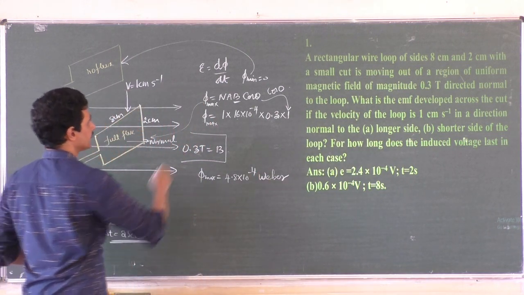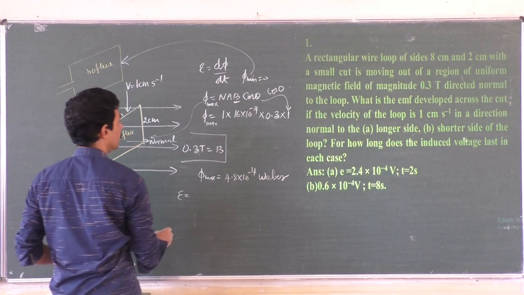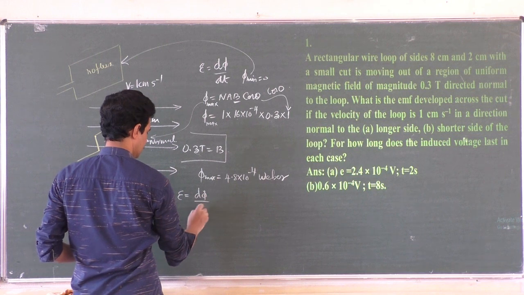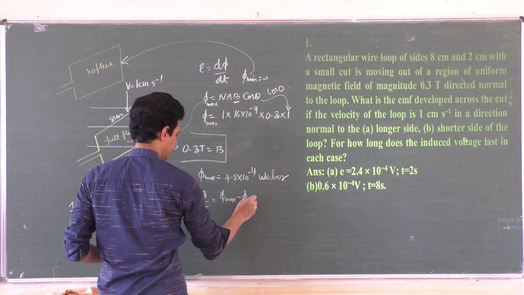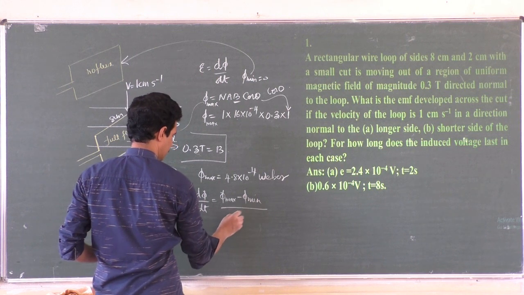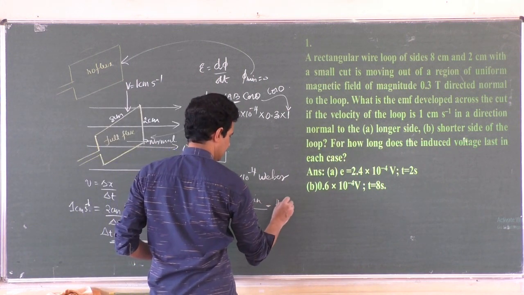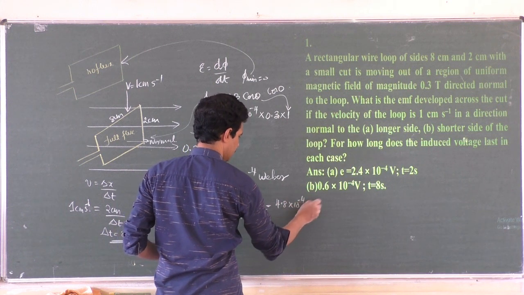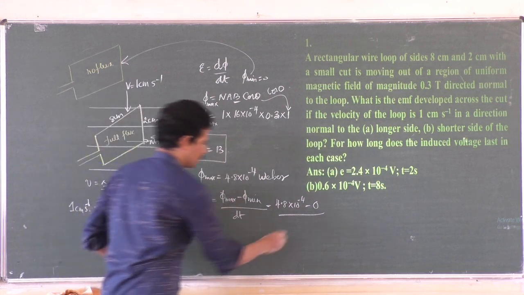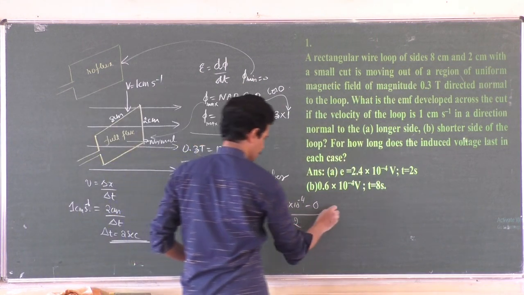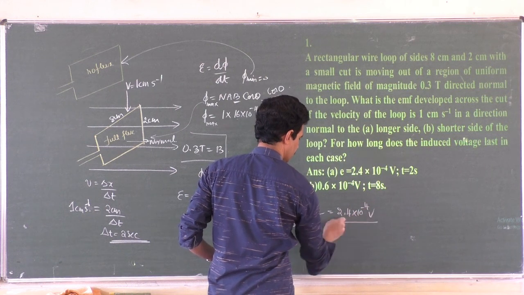Now phi minimum is 0, phi maximum is this much. What is induced EMF? It is equal to d phi by dt, that is phi maximum minus phi minimum, maximum to minimum, divided by time taken. Phi maximum minus phi minimum is 4.8 into 10 to the power minus 4 minus 0, by time taken, this 2 seconds. That is equal to 2.4 into 10 to the power minus 4 volt.